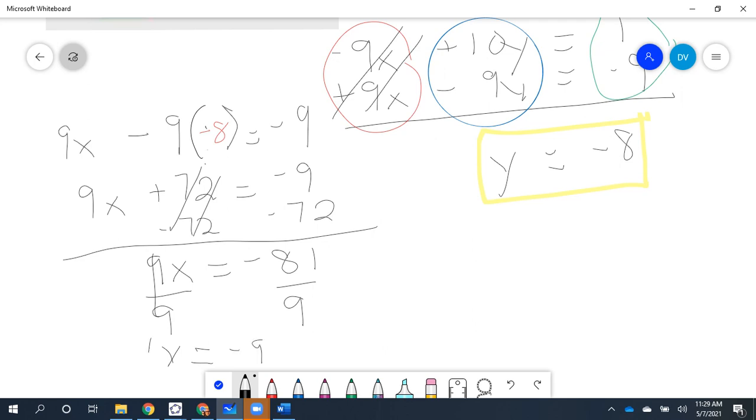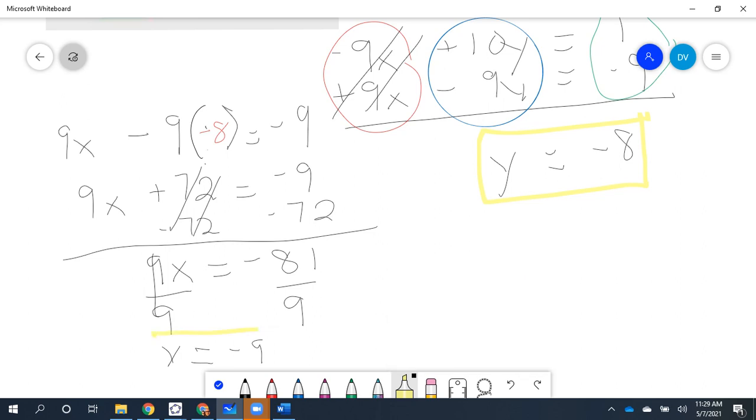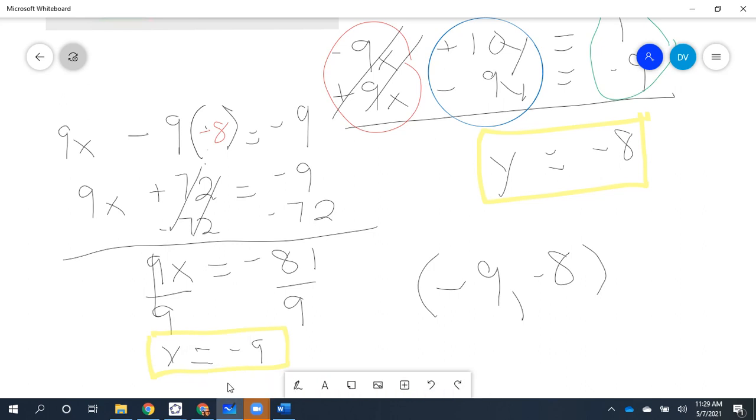I'll do that with yellow. So we have a two-part answer, like always. And when we write our answer, we want to put the x first. So first we're going to put the negative 9, and then the negative 8. Okay. Let's go ahead and check this one. All right. Hopefully I didn't make a mistake.